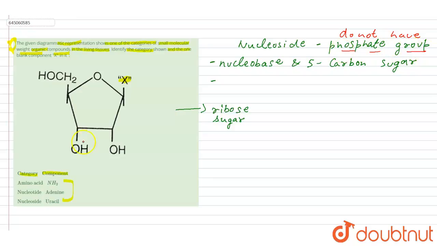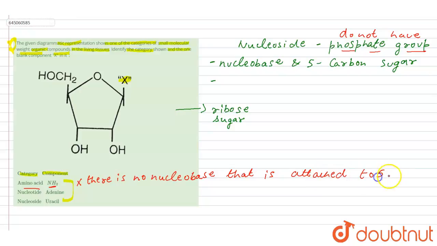So let's talk about our options which are given with us. The first is amino acid NH2. So this option is the incorrect one, as there is no nucleobase attached to the 5-carbon sugar.